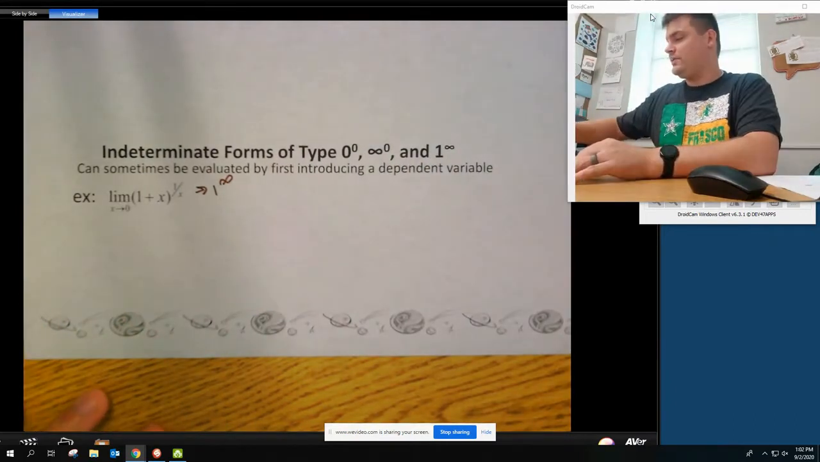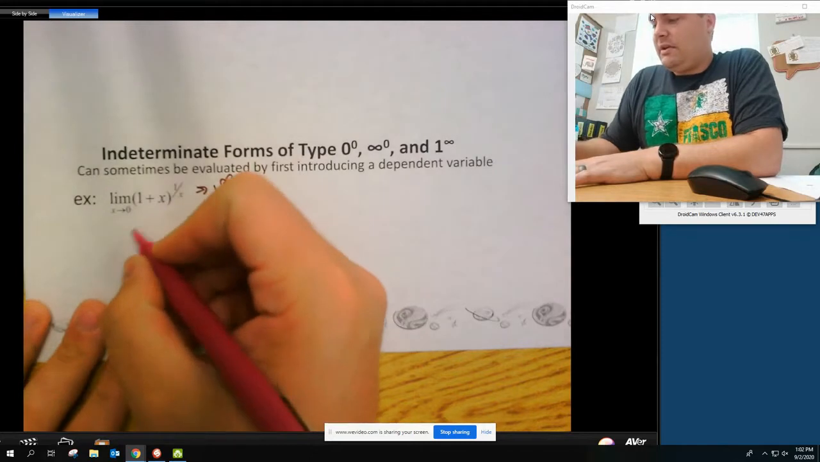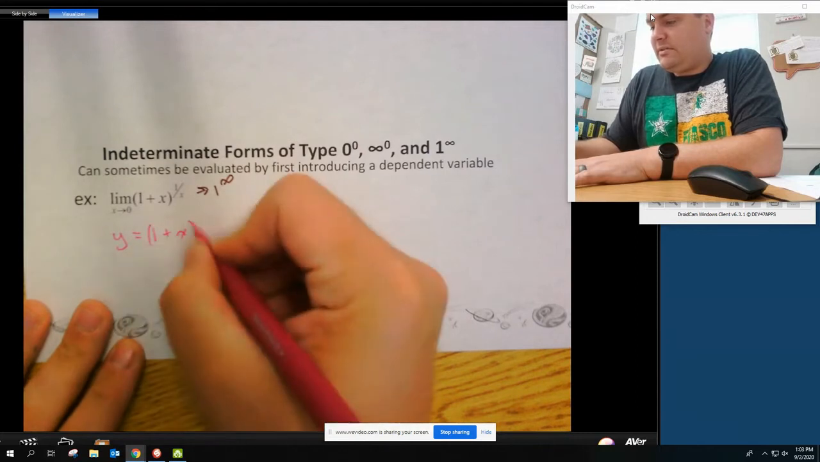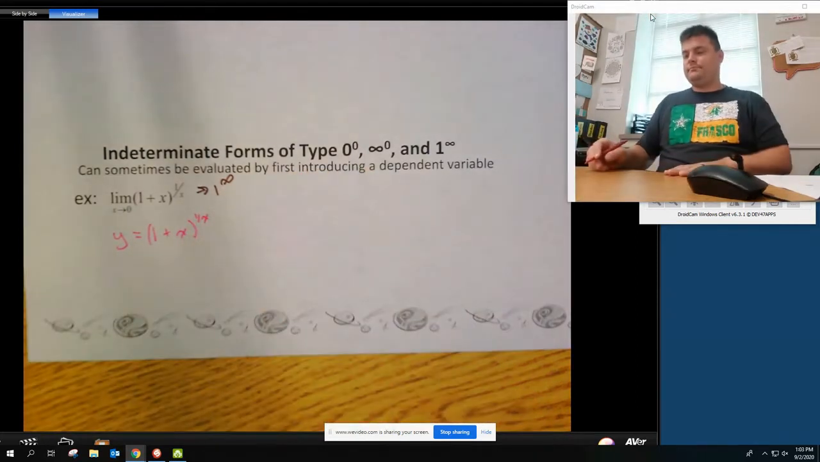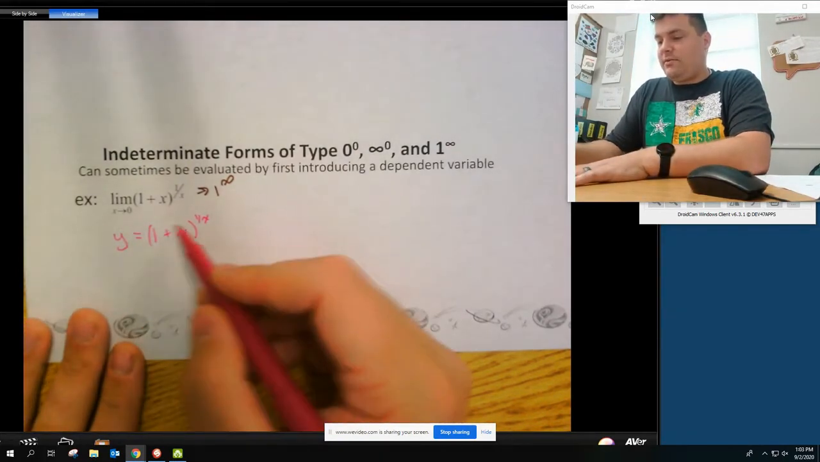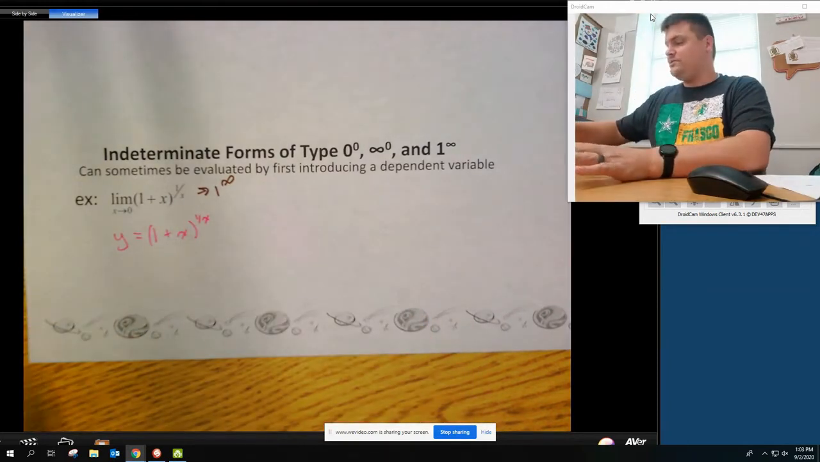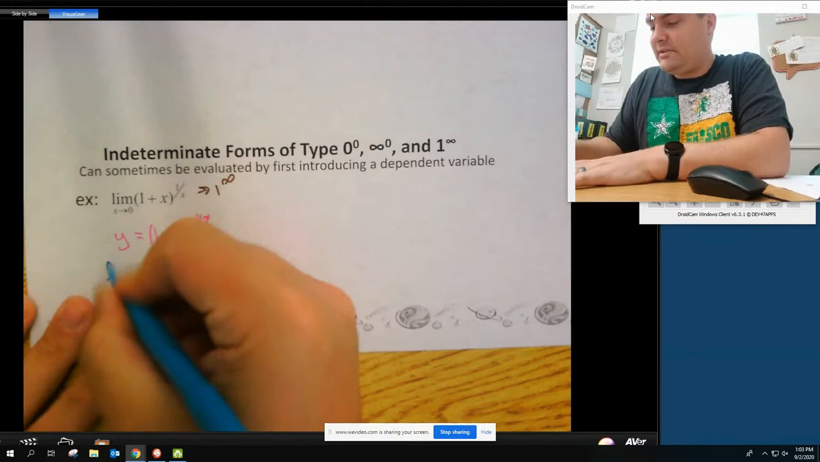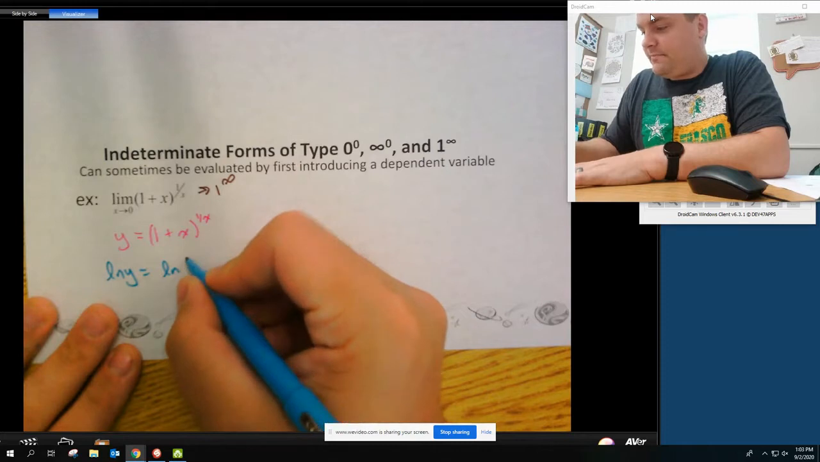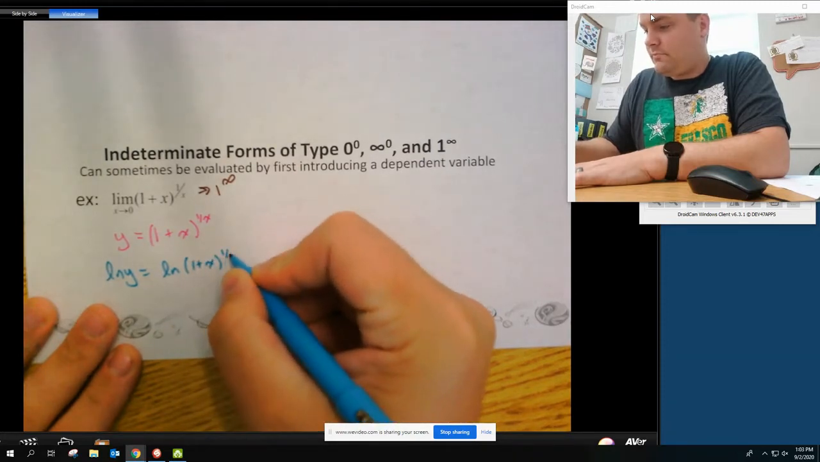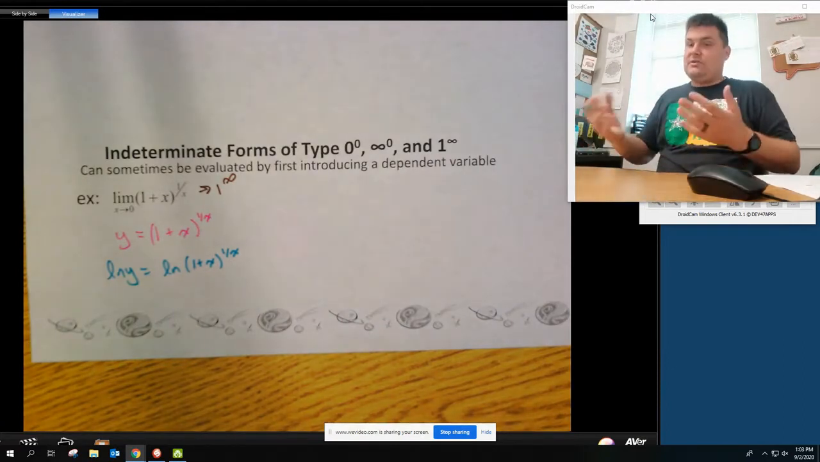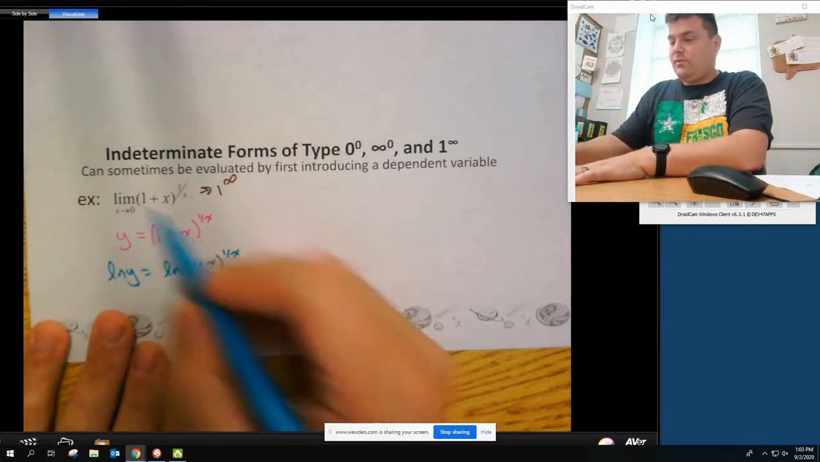So what you're going to do here is you're going to let y equal 1 plus x to the 1 over x. And what you're going to end up doing is you're going to rewrite this so that we can play around with this a little bit. So the one technique we do know is if we take the ln of both sides, then we can play around with this a little bit. Okay, so we're going to take the ln of both sides.